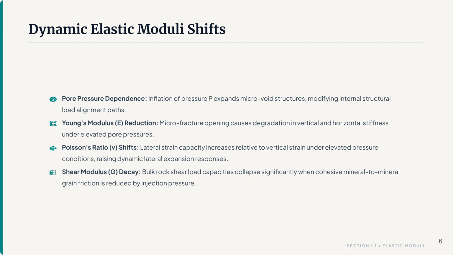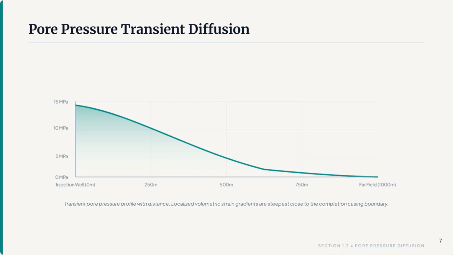Injection pressure can induce dynamic shifts in elastic moduli. As pore pressure increases, we observe changes in stiffness and shear load capacities, including reductions in Young's modulus and the decay of shear modulus. Pore pressure transient diffusion illustrates how pressure gradients evolve over distance. These localized volumetric strain gradients are most significant near the completion casing boundary.